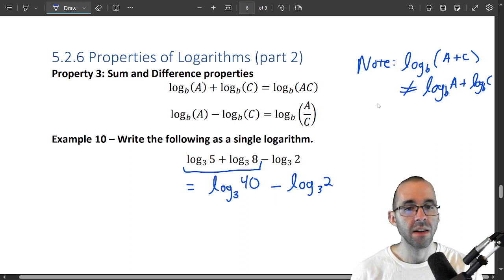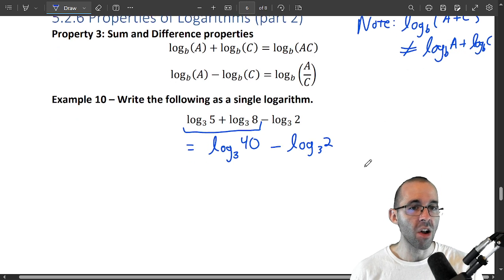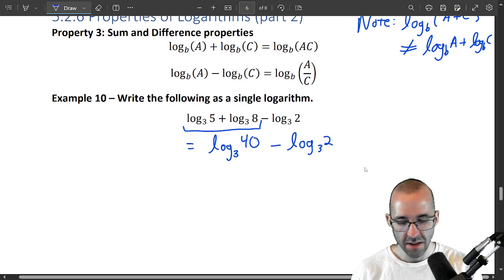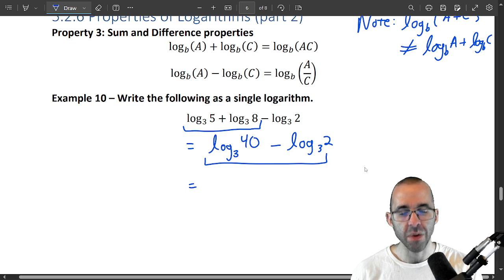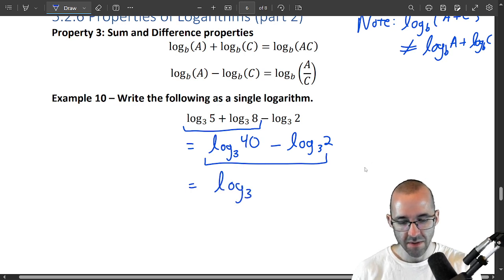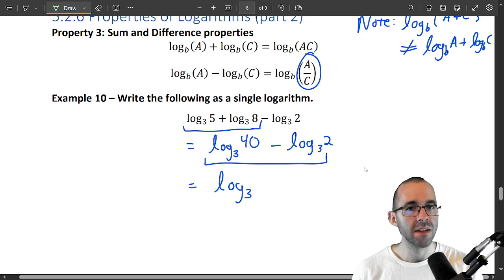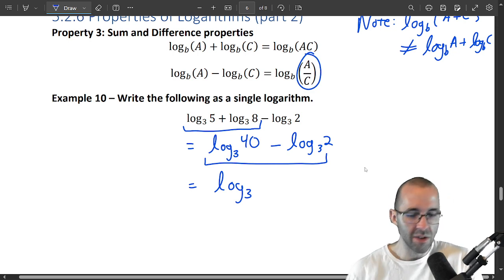And now we do it again. Now we're subtracting 2 logarithms with the same base. So we use the difference property. We can just divide their insides. Right? That's what it says over here. Subtract 2 logarithms with the same base, divide their insides.